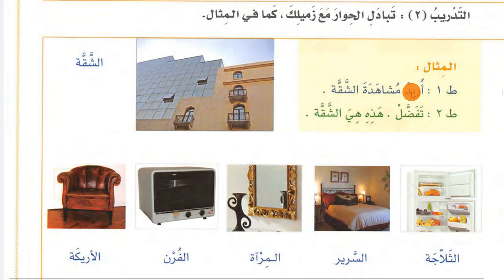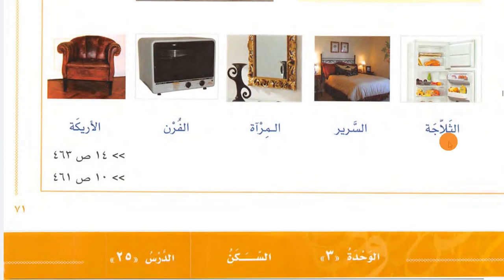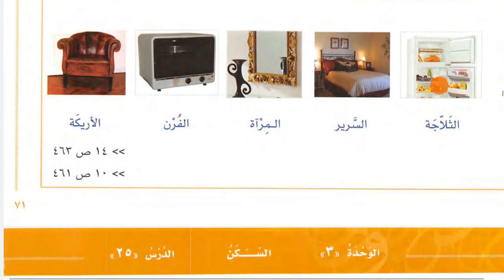So now what will you do? You will close this, you will hide this example. Okay, so whatever you see in the picture, you will say that I want to see that thing. And then the second person will say, yes please, here it is that thing. For example, here you see a refrigerator. So you need to ask the question without looking at the example.